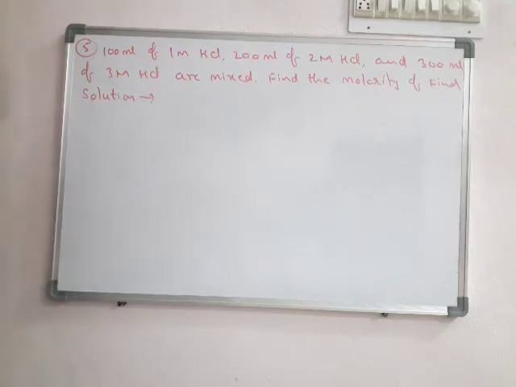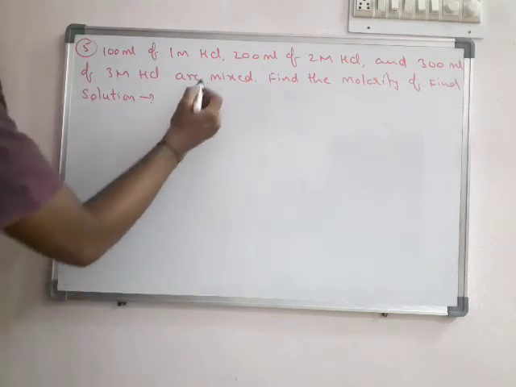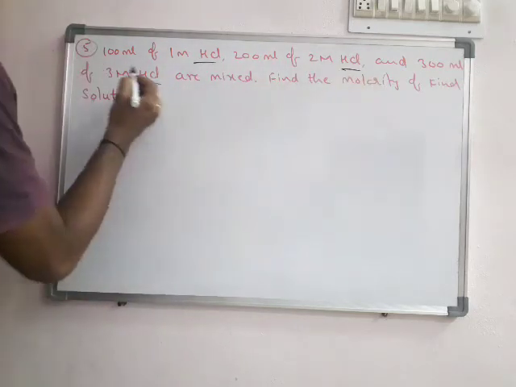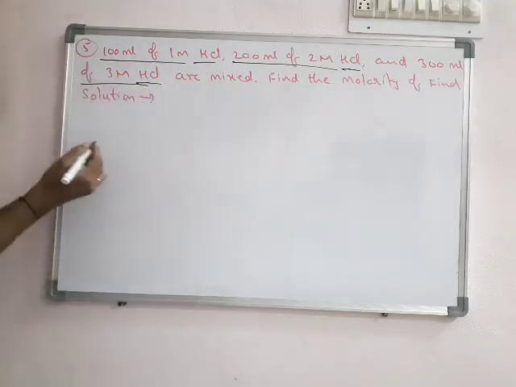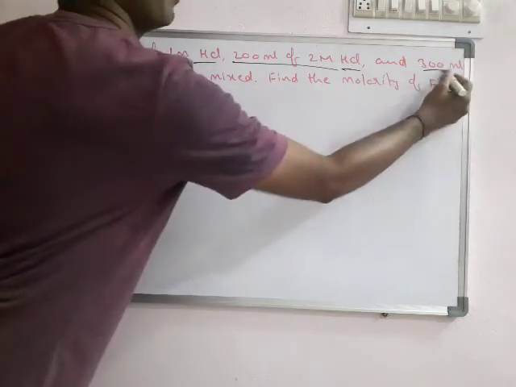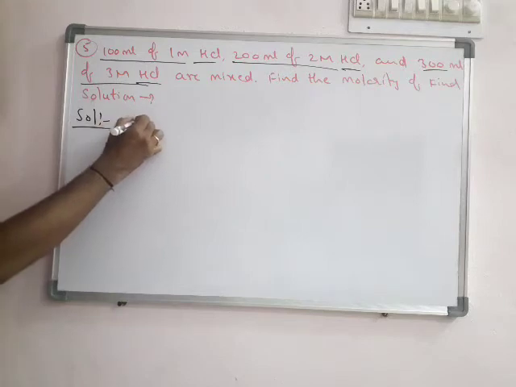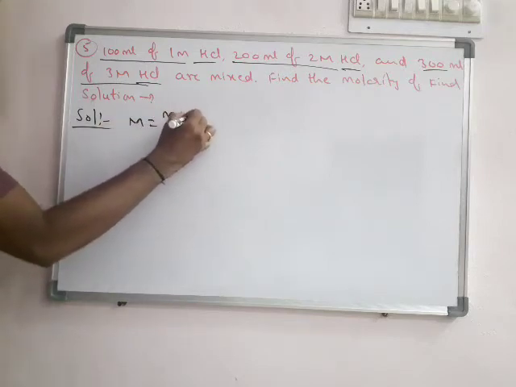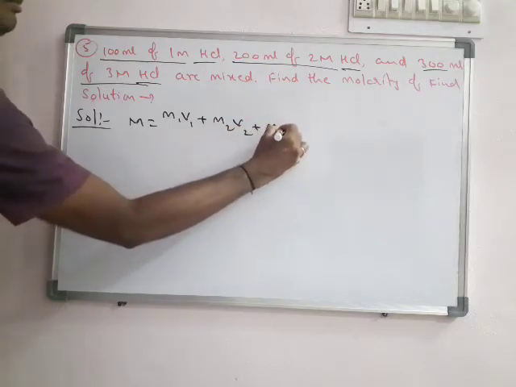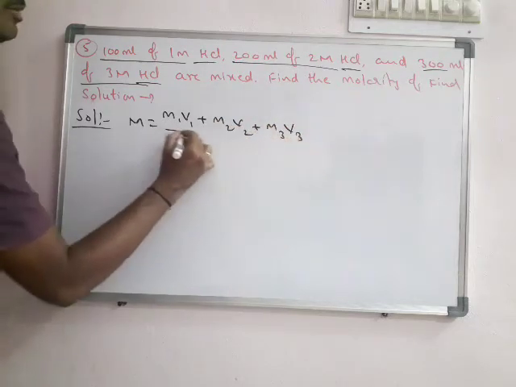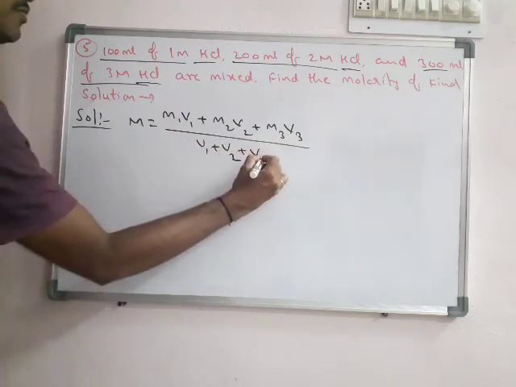Okay, so here we can do it directly, because here 3 solutions of the same type, HCl, are mixed, but they are different in their concentrations and volumes. So what will be the final molarity? We have the formula. Here 3 solutions are mixed. The final molarity is equal to M1V1 + M2V2 + M3V3 divided by V1 + V2 + V3.